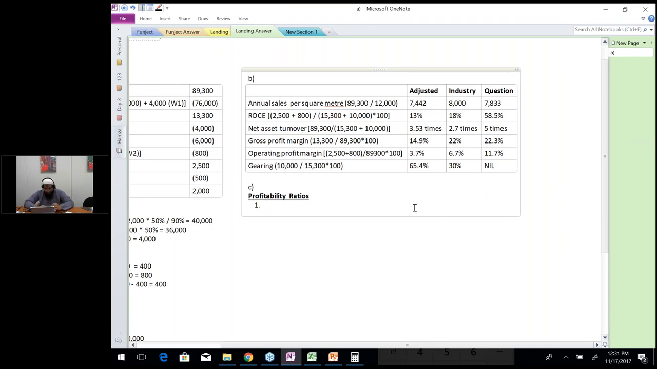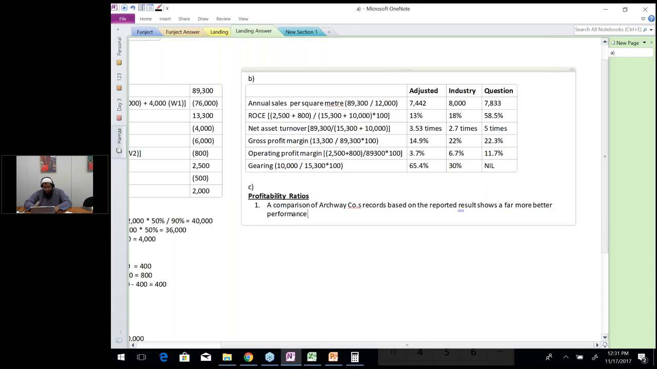Okay, now let's discuss the profitability and the liquidity ratios. So I'm starting from profitability. If we see, I would say that a comparison of Archway company's records based on the reported results shows a far better performance than the sector average. Over here, we are talking about the values given in the question. These are far better than the industry averages.